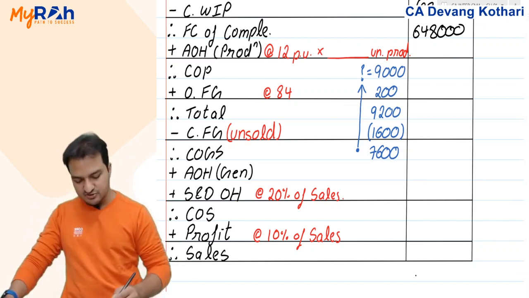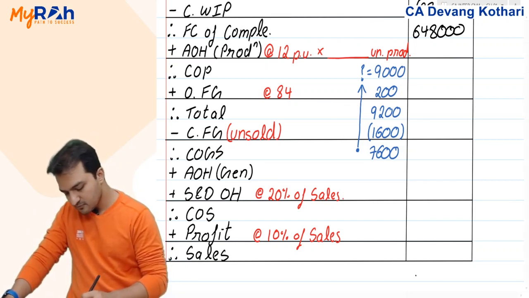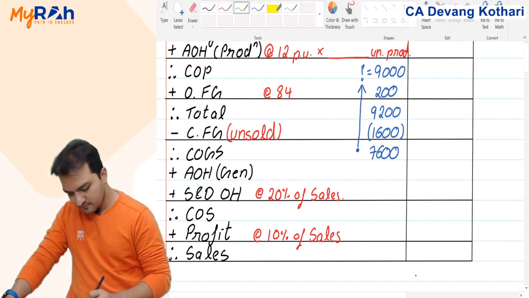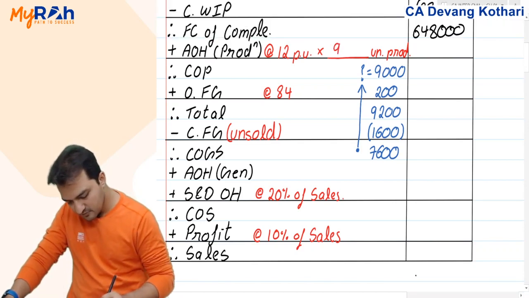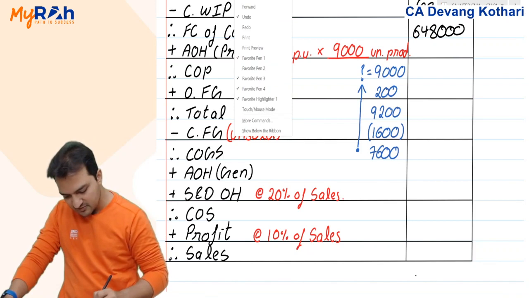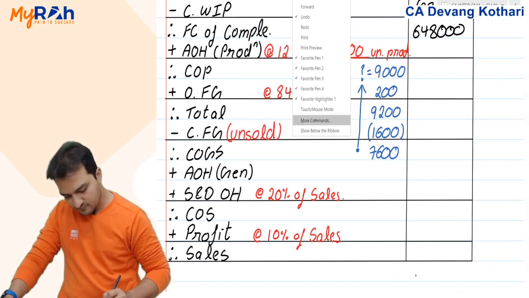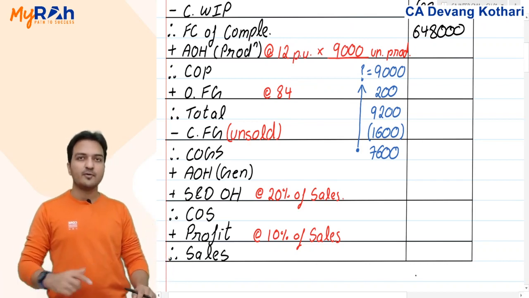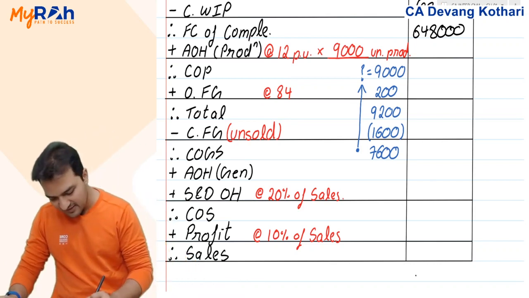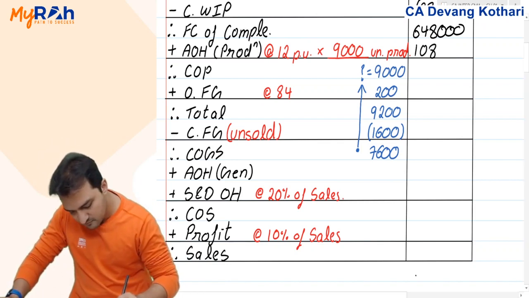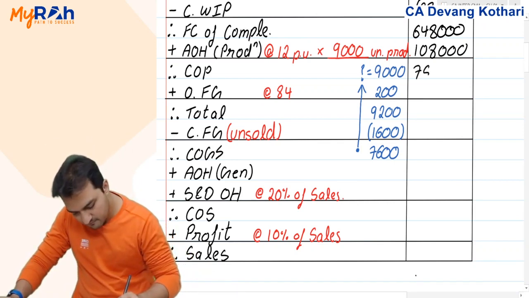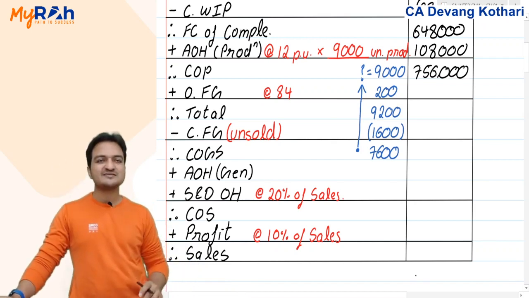Now if 9000 is the production units, that same 9000 I had to mention over here. So now that I know production units is 9000, I can find my admin overheads. 9000 into 12 gives me 108,000 as my total admin overheads. Add that with 648,000 should give me 756,000 as the cost of production.